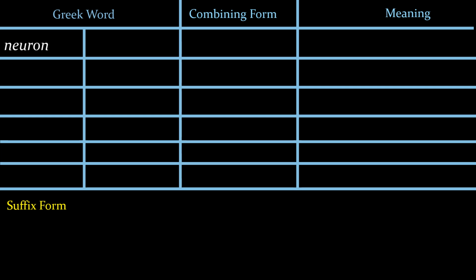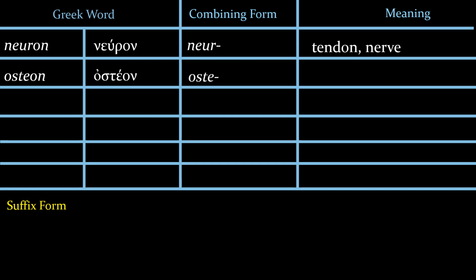So here we have neuron, which in Greek is neuron. Its combining form is neur, and this just means tendon or nerve. A lot of people forget the tendon part. After that, we have osteon, and we get oste, like osteoporosis, osteopath, and things like that.